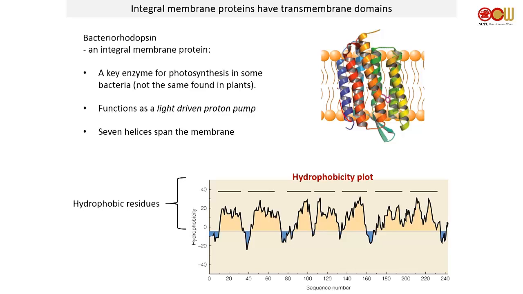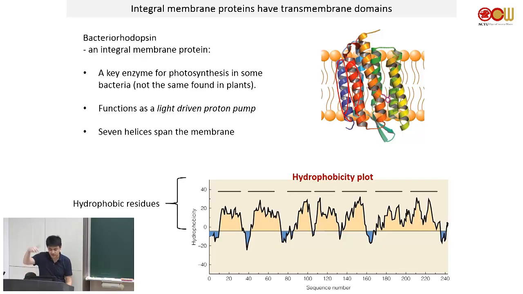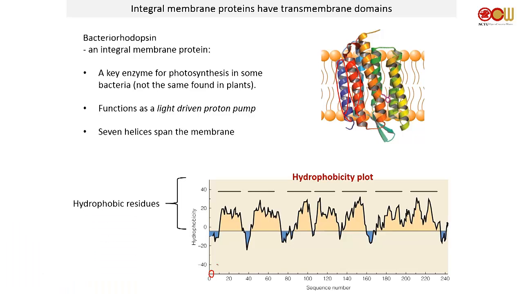So you're going to have 7 helices that are going through the membrane. So it goes into the membrane, out, in, out. Okay, so you have 7 helices that are inside of the cell membrane. And if you look at the hydrophobicity plot, meaning from sequence residue number 1 to residue number 240, you list the residues based on their hydrophobicity. How do you list them?